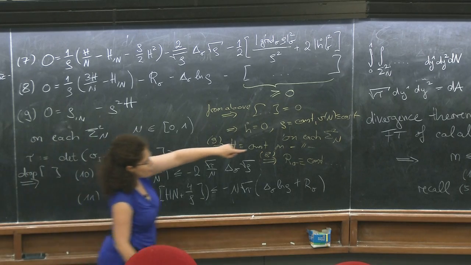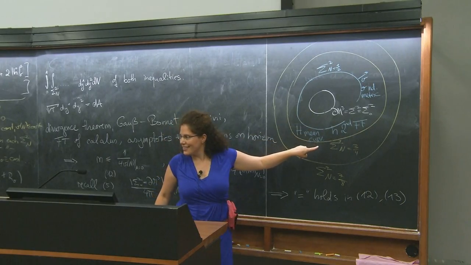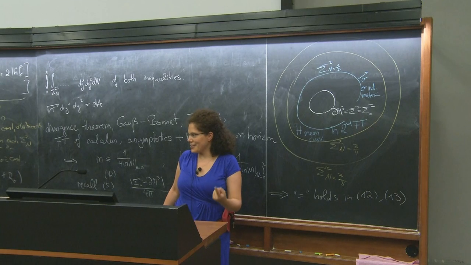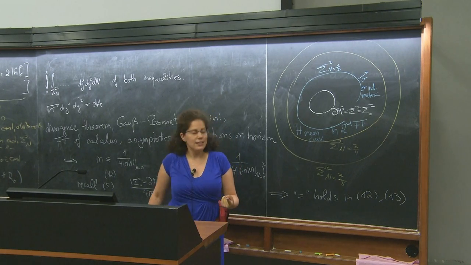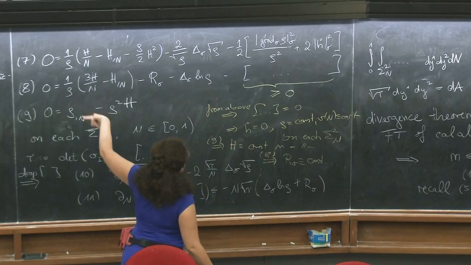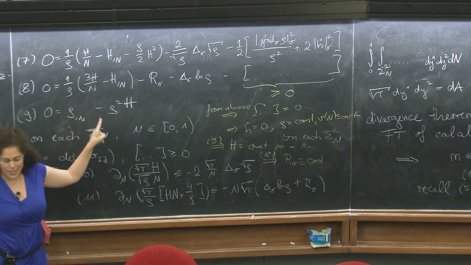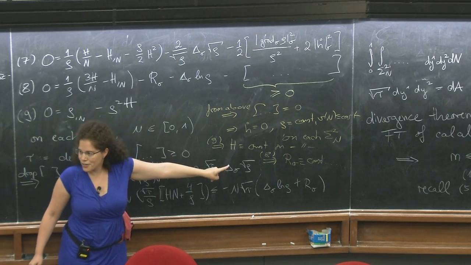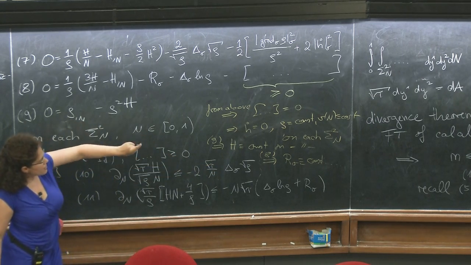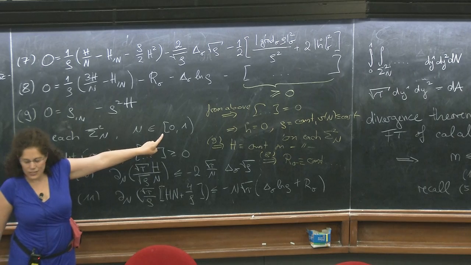So all of these things are constant, or zero even, on each leaf. So now each leaf is intrinsically a round sphere and extrinsically a round sphere in the sense that it's umbilic and it has constant mean curvature. And in fact, these equations, if we use them quantitatively and not just qualitatively as I just did, we can compute all these constants in terms of n. And then this allows us to explicitly compute that everything is Schwarzschild.